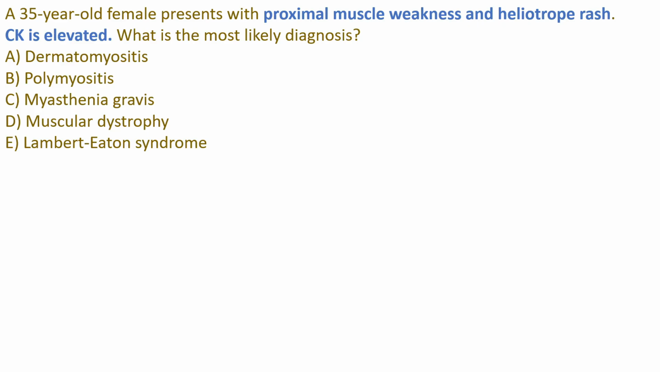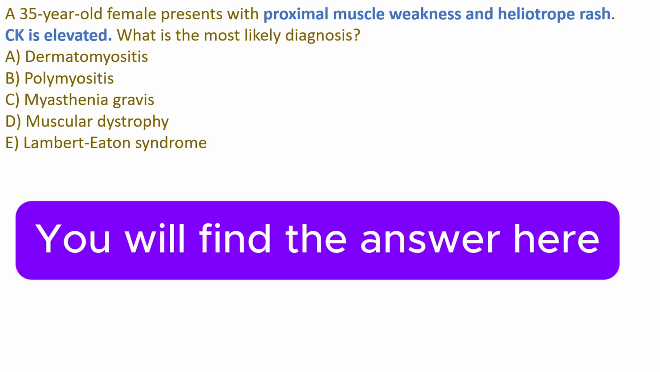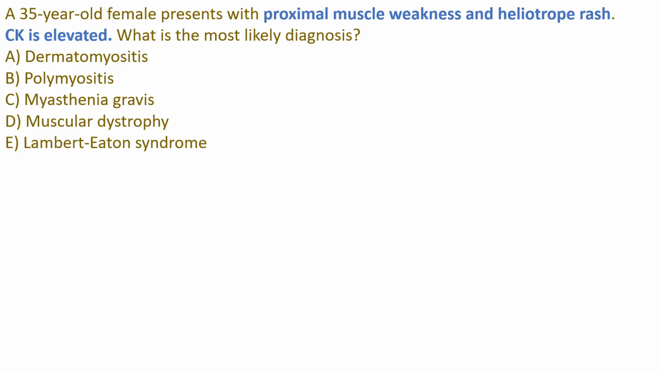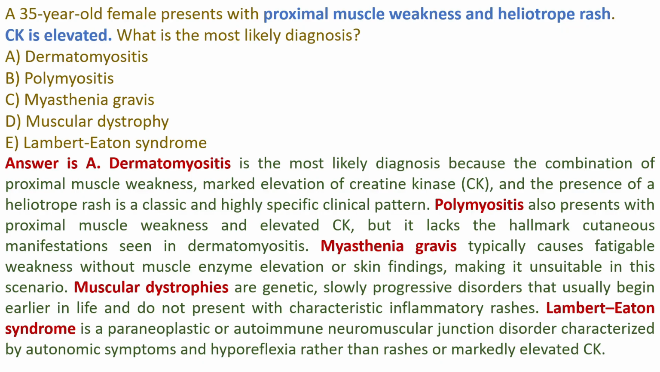A 35-year-old female presents with proximal muscle weakness and a heliotrope rash. CK is elevated. What is the most likely diagnosis? A. Dermatomyositis. B. Polymyositis. C. Myasthenia gravis. D. Muscular dystrophy. E. Lambert-Eaton syndrome. The answer is A.